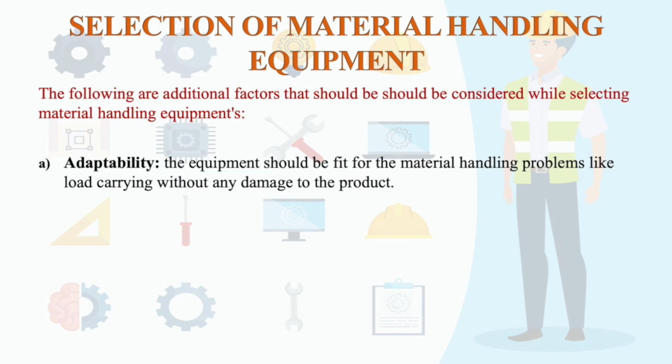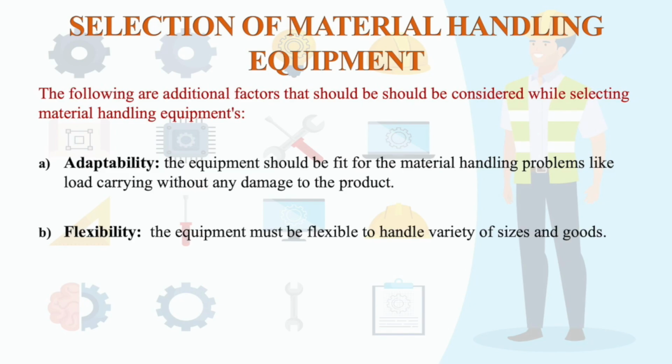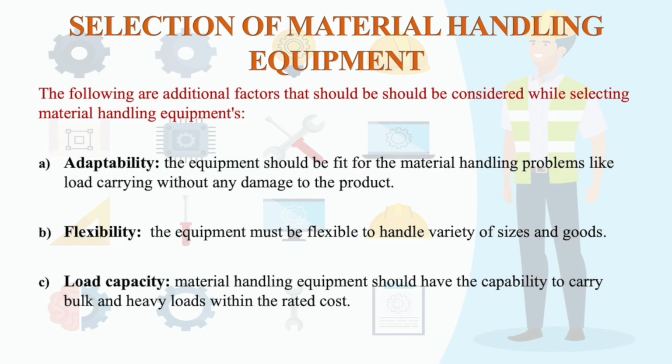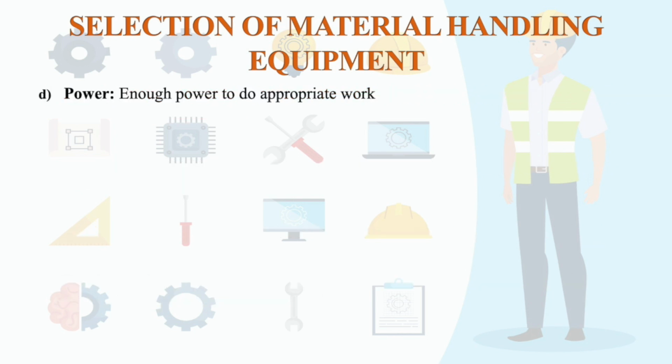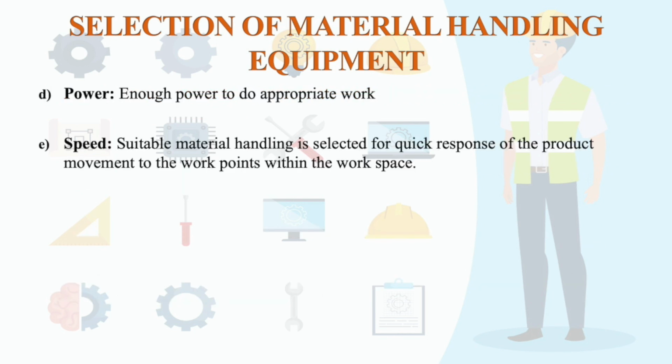Adaptability. The equipment should be fit for the material handling problem like load carrying without any damage to the product. Flexibility. The equipment must be flexible to handle variety of sizes and goods. Load capacity. Material handling equipment should have the capability to carry bulk and heavy loads within the rated cost. Power. Enough power to do appropriate work. Speed. Suitable material handling is selected for quick response of the product movement to the work points within the workspace.